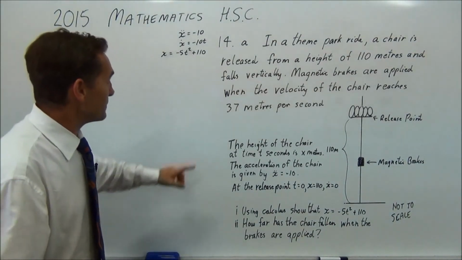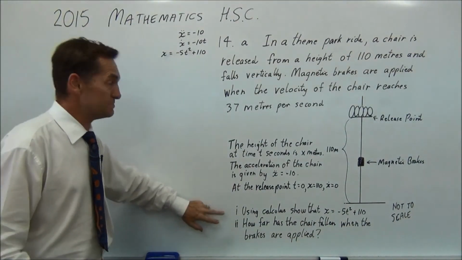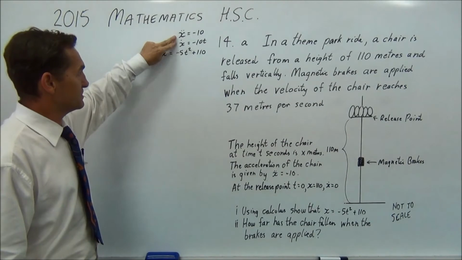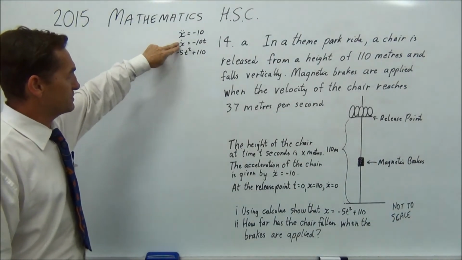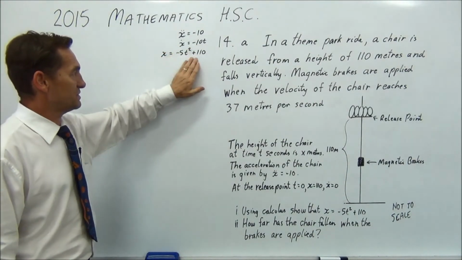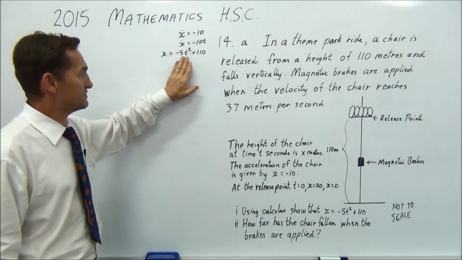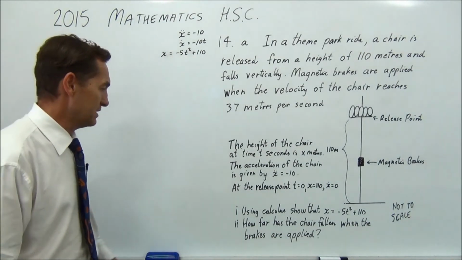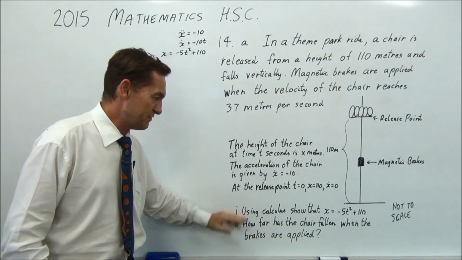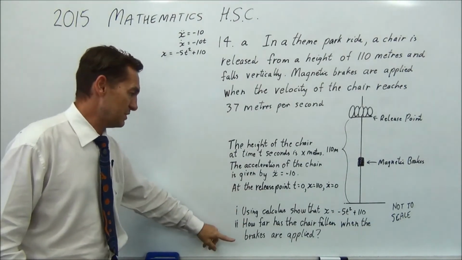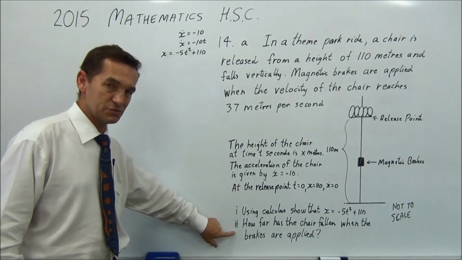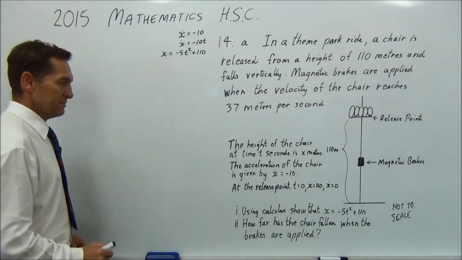G'day again. So back for part 2. So in the first part we figured out acceleration minus 10, velocity minus 10t, and we've shown that displacement is minus 5t squared plus 110. Second part, how far has the chair fallen, so how far has it dropped when the brakes are applied? And there's a little trick to this question. Let's see how we go.